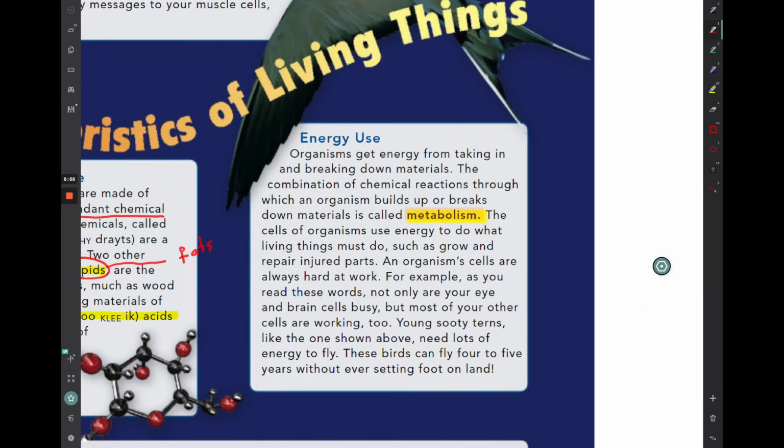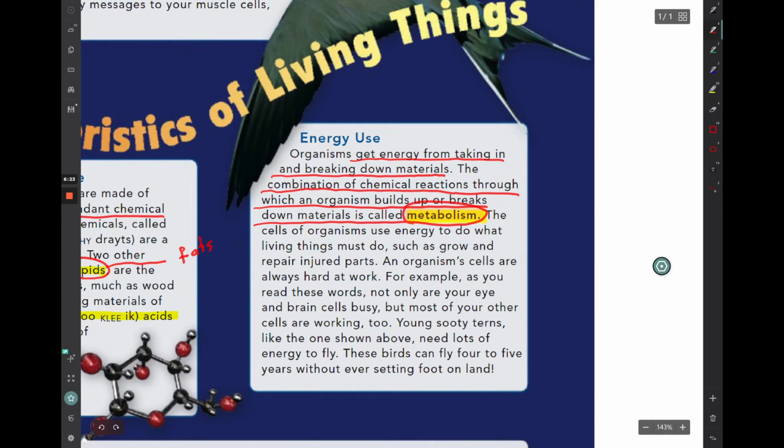All organisms need to use energy, and they get that energy from taking in and breaking down materials. So when we eat food, we're taking in material that we need to break down and use to turn into energy so that our body can do what it needs to do. That combination of chemical reactions through which an organism builds up or breaks down material is called metabolism.